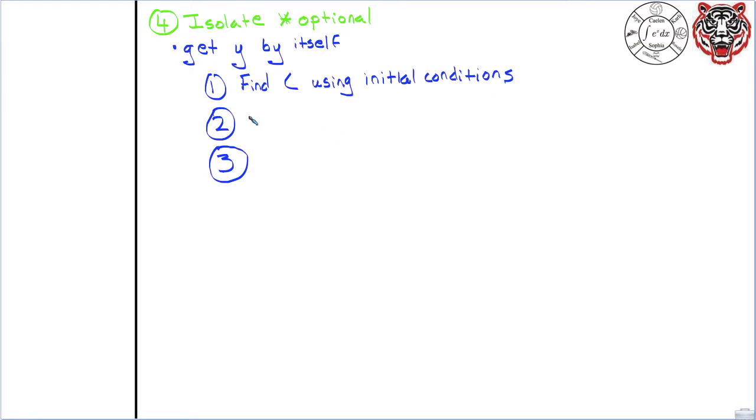And then you want to plug c into the original equation. And then finally, rearrange the formula to get y by itself. So I'm just going to say isolate y. And if you don't like the word isolate, maybe I should have just written get y by itself, because I have everything written in terms of x. There's no more c, and you just need to get y by itself.